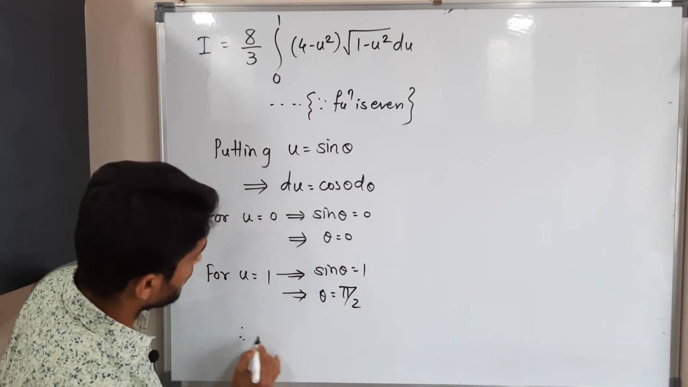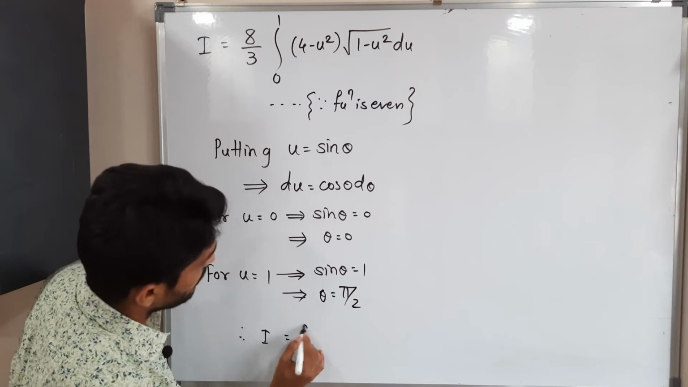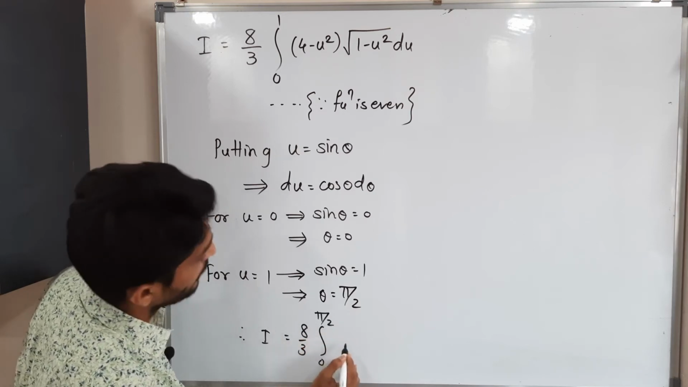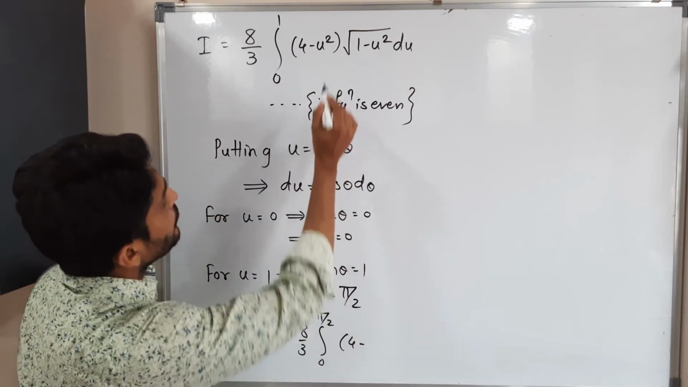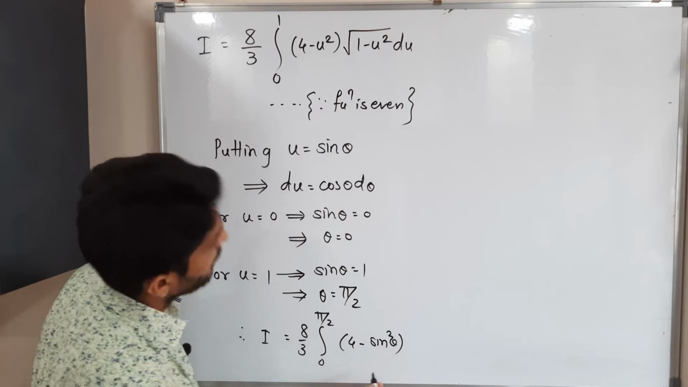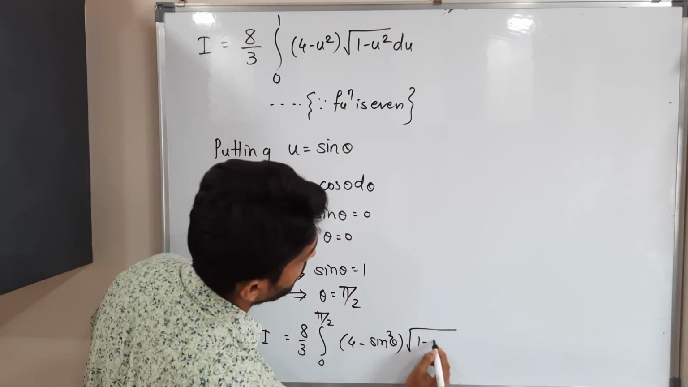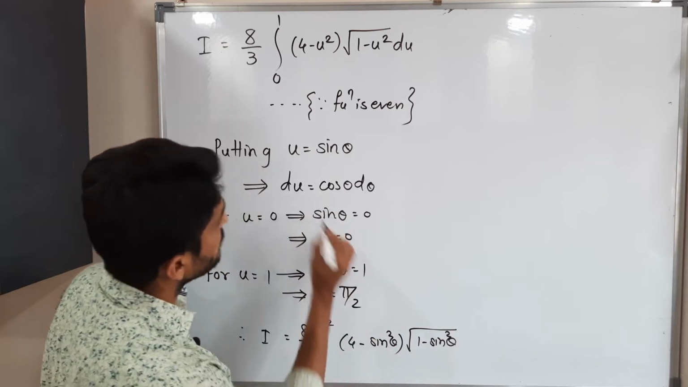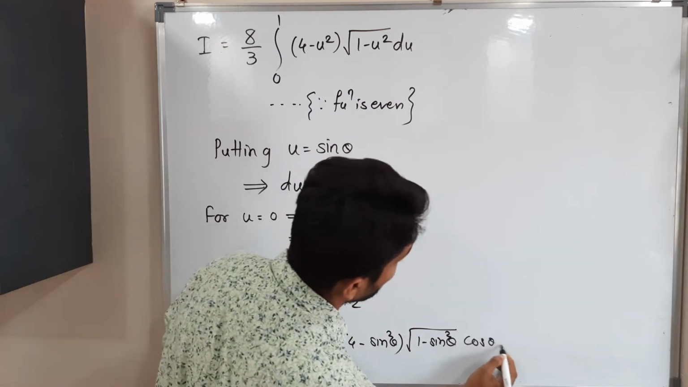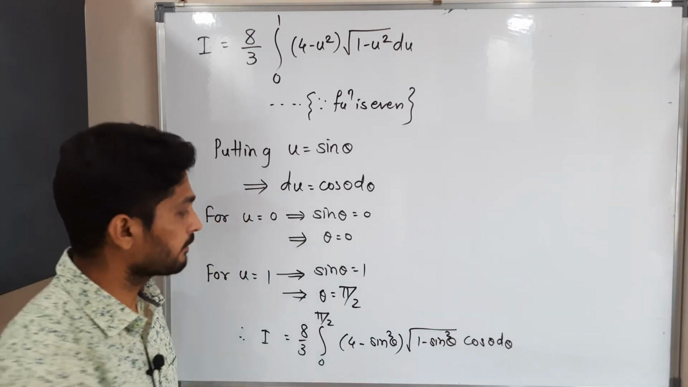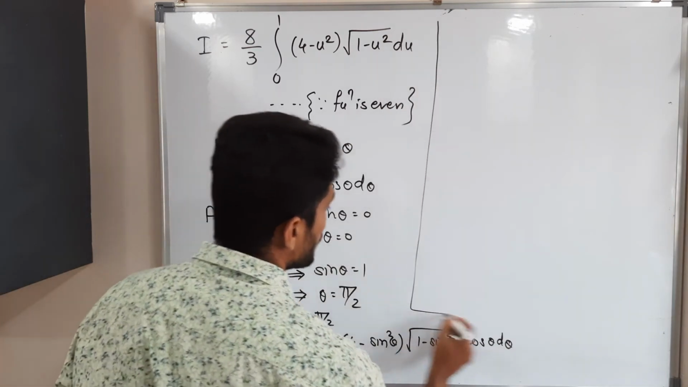So therefore, our integration will be I is equal to 8 by 3 with new limits 0 to pi by 2, correct? 4 minus u, value of u is sine theta now, so sine square theta, okay? And root 1 minus sine square theta, correct? And du means what? Cos theta d theta. So after substitution, we have got an integral of this type. Let us solve it now.